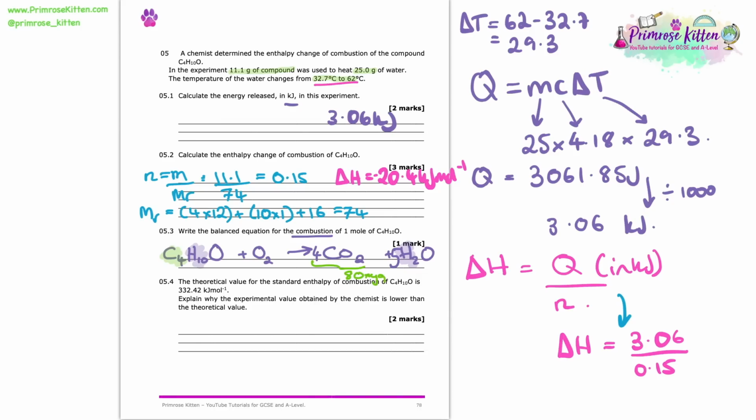And finally, let's have a look at all of the oxygens. Over on the product side, I'm going to have 8 oxygens from the carbon dioxide, and 5 oxygens from the water. That tallies up to give me 13 oxygens on the product side. Over on the other side, I've got 1 oxygen from my C4H10O, which leaves me with 12 oxygens that need to come from the O2. Because it's O2 and I need 12 oxygens, I'm going to need 6 O2s. And that there is our final answer.